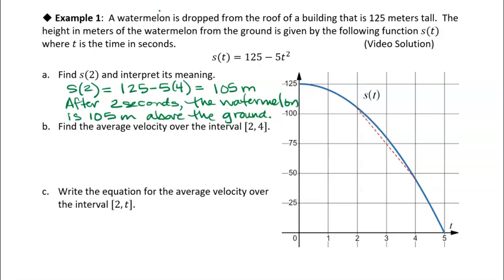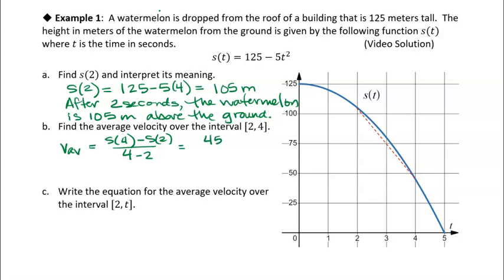All right, so the next question is asking us to find the average velocity over this time interval. We've done that before. So I'm going to call it v average, because that's what we used up above. It's going to be s at 4 minus s at 2 all over 4 minus 2. So we need to calculate s at 4. 125 minus 5 times 16. I put that in my calculator, and I got 45.